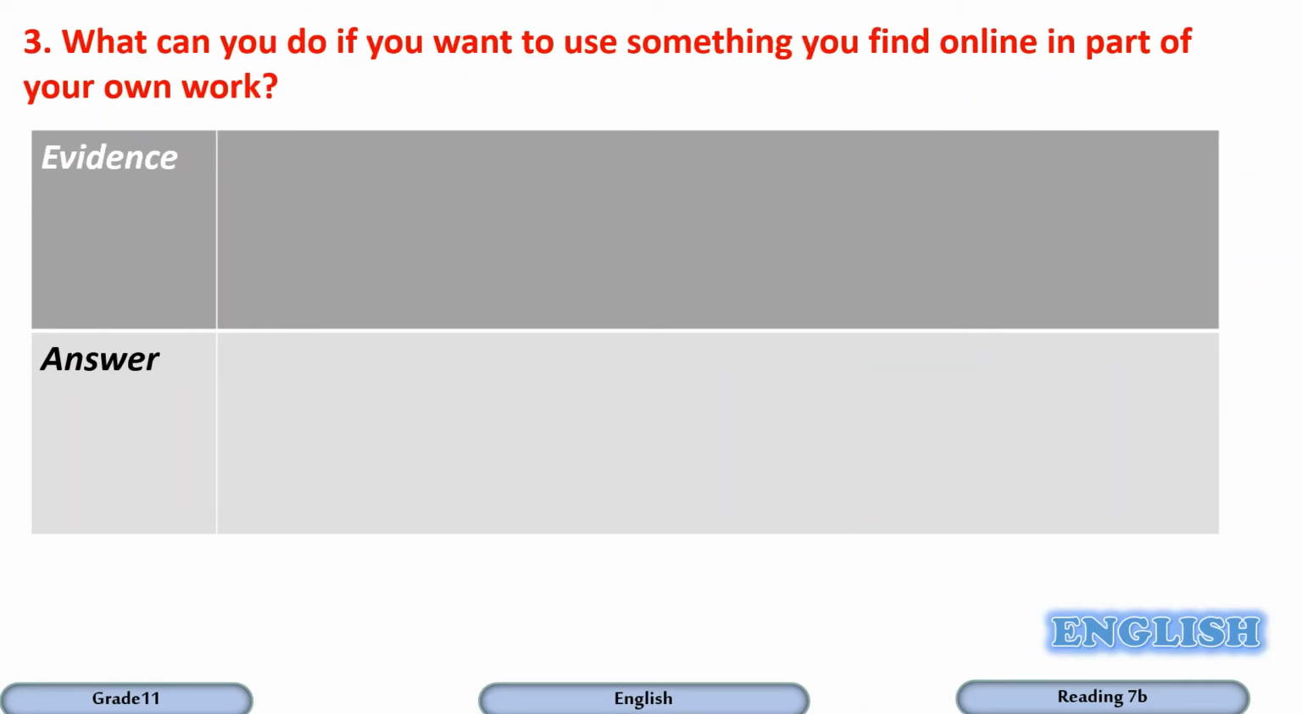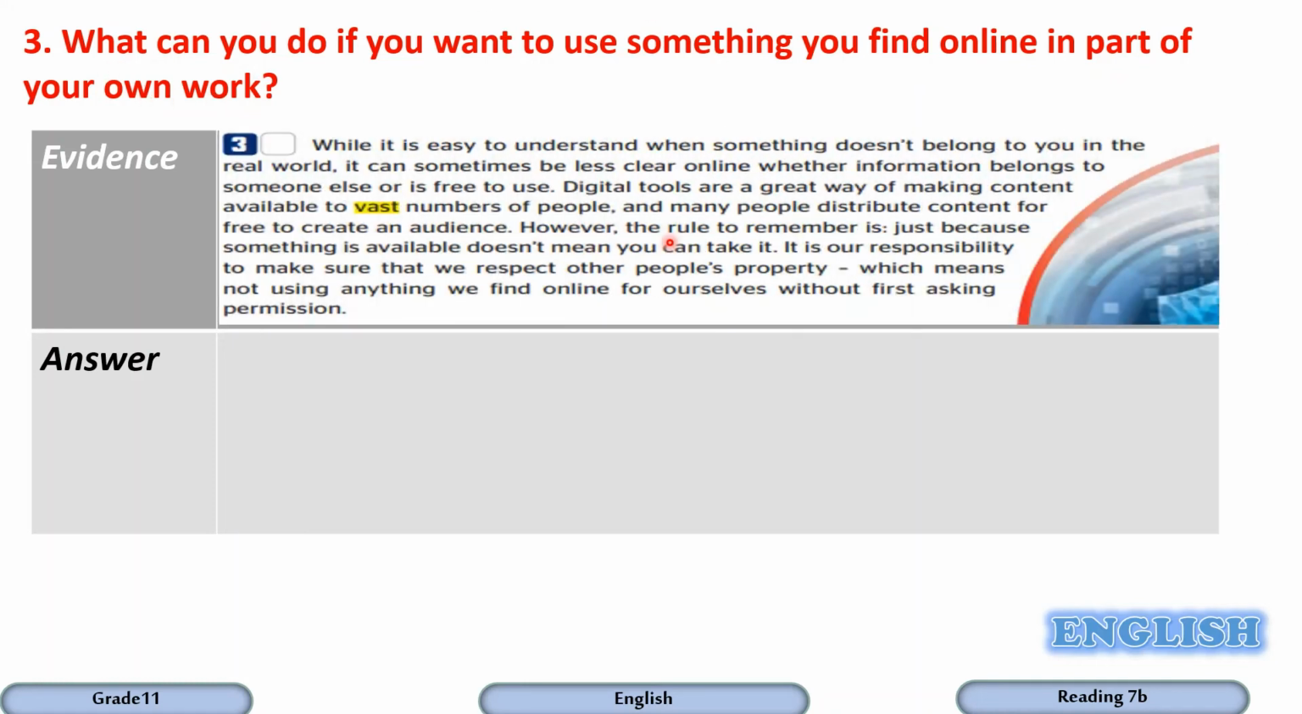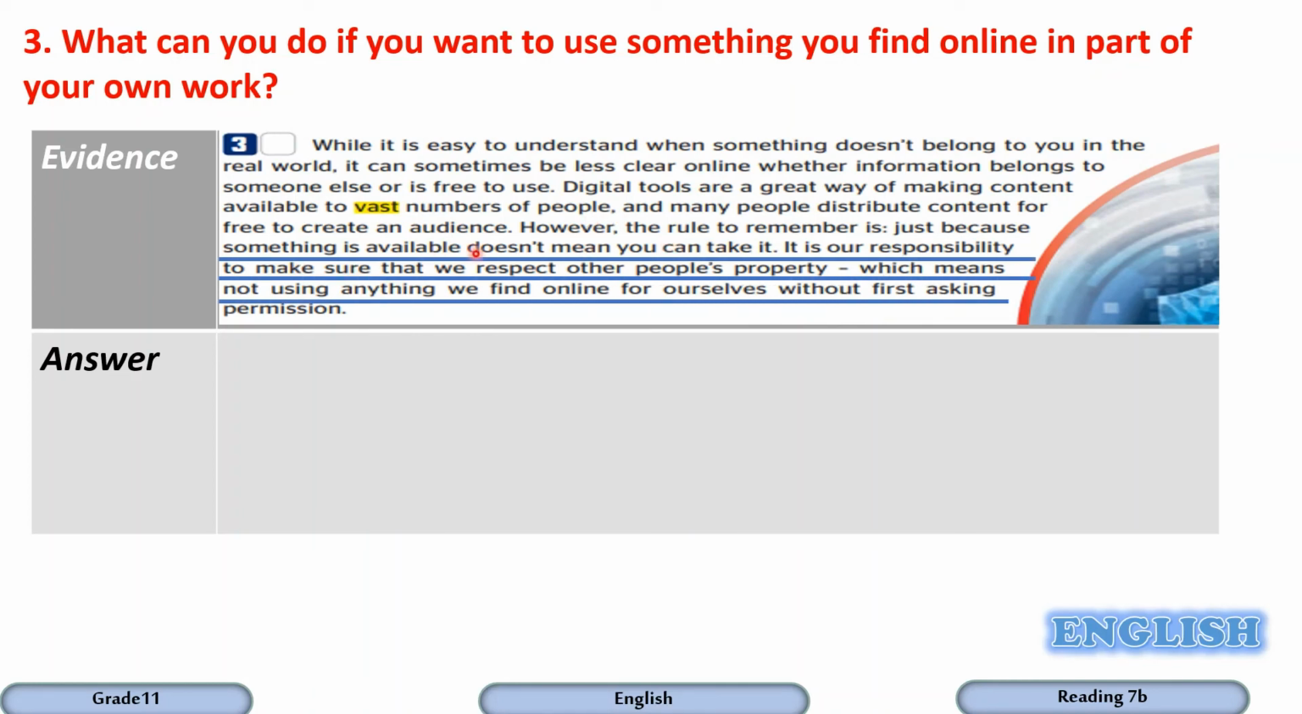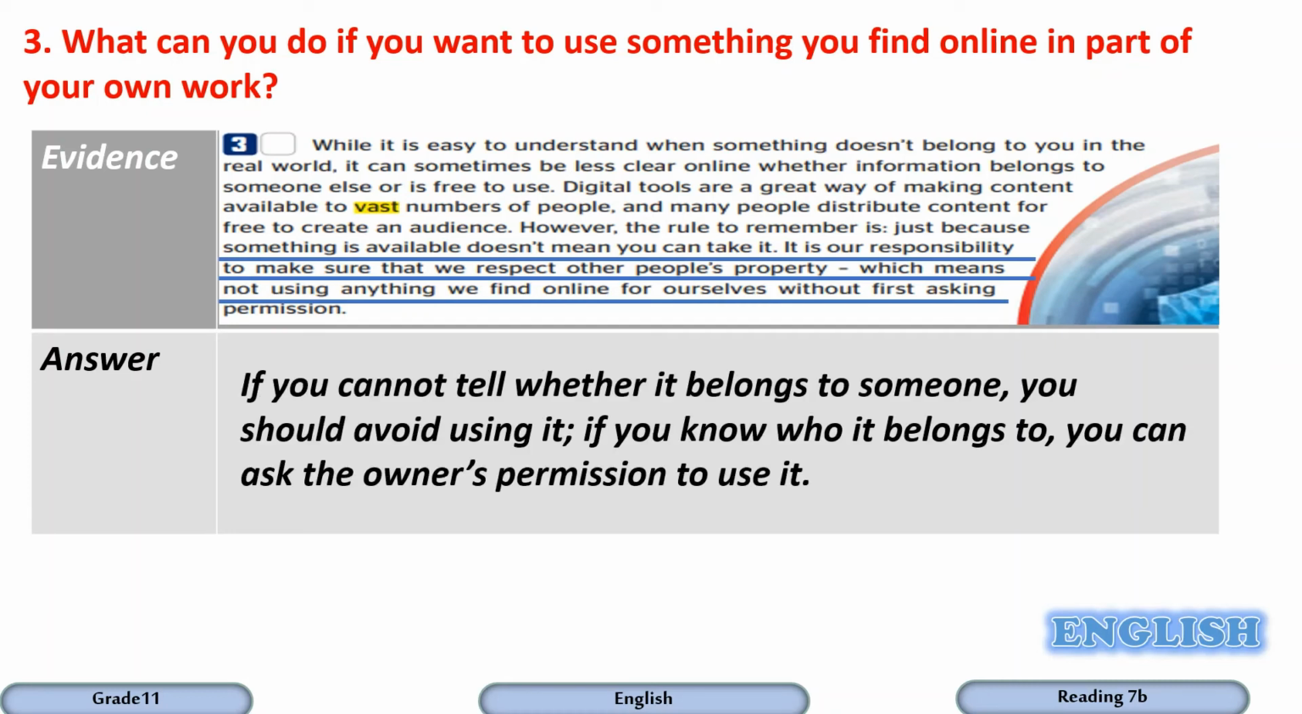All right, now move on to the third question. What can you do if you want to use something you find online in part of your own work? So we are talking here about people's property, and the evidence here is clear. Just because something is available doesn't mean you can take it. Okay, which means not using anything we find online for ourselves without first asking permission. So what can you do? And here is the answer. If you cannot tell whether it belongs to someone, you should avoid using it. If you know who it belongs to, you can ask the owner's permission to use it.